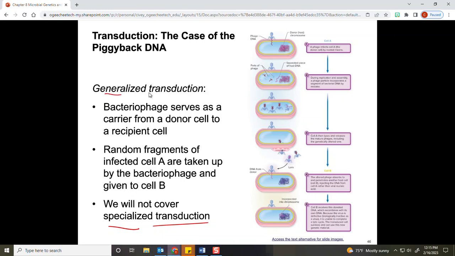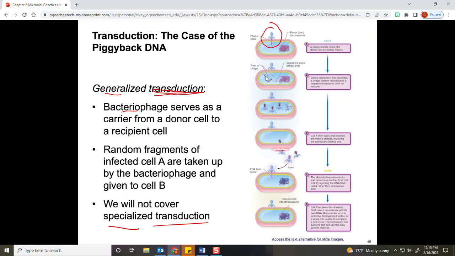So in generalized transduction, the key here is there is a bacteriophage. Remember, a bacteriophage is a virus that infects bacteria, and it serves as a carrier from a donor cell to a recipient cell. So if we look at the sequence of events, we see our bacteriophage, and it has injected its viral DNA into this bacterial cell. Now, what do viruses do? They make lots of copies of themselves and eventually get released.